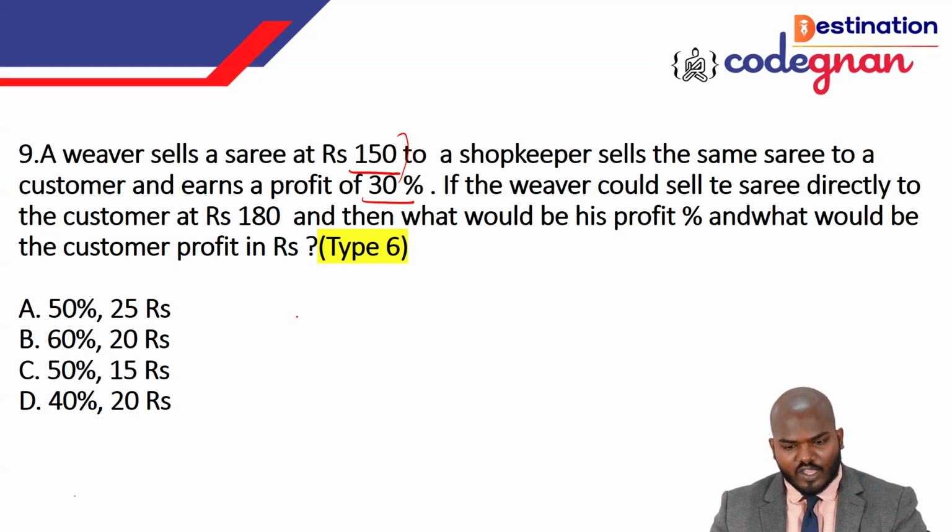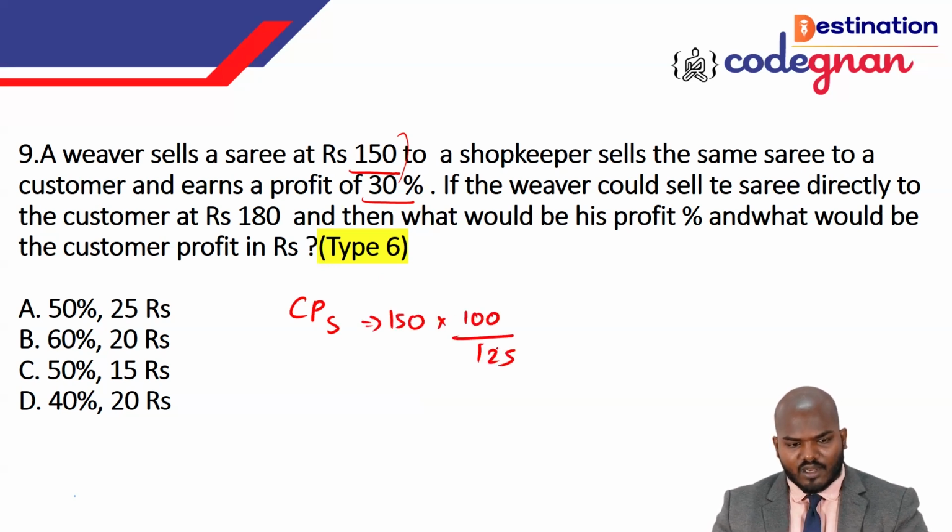Okay. If you want to verify here, that is the cost price of the seller. We can call it 150 times 100 by 125. If you cancel this, guys, it will give you the value 120 here. So that is the cost price of the sari for the weaver. We can call it 120.